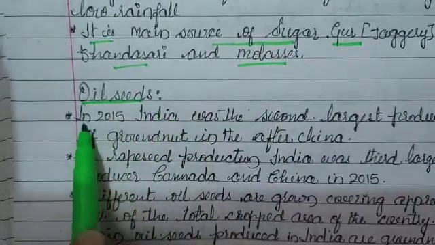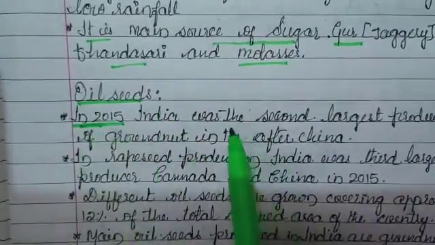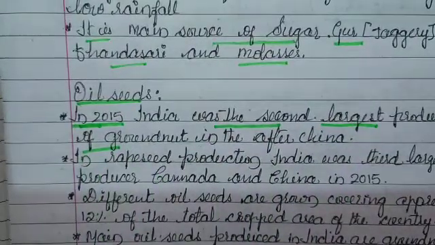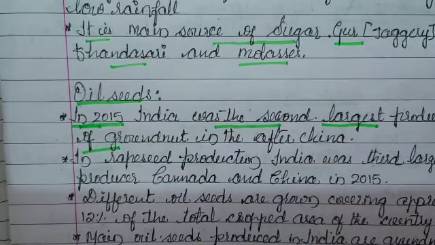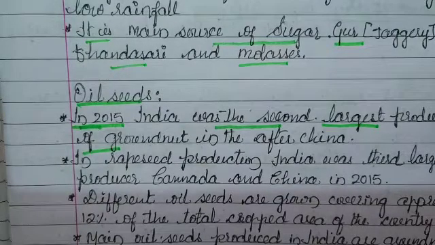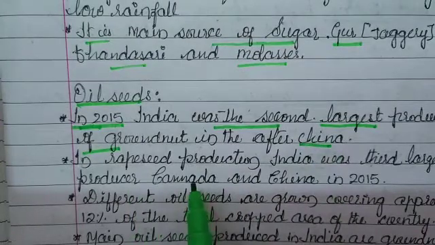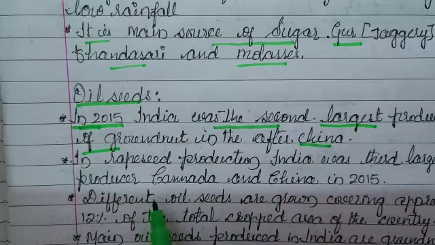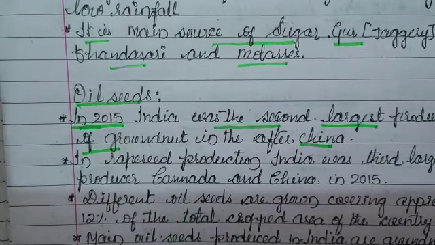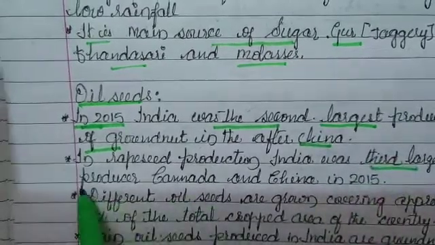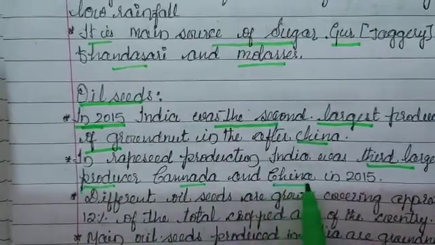According to the survey of 2015, India was the second largest producer of groundnut. The first place was occupied by China. In rapeseed production, India was the third largest producer, with the first place going to Canada and the second place to China.